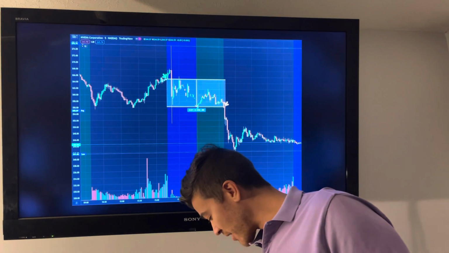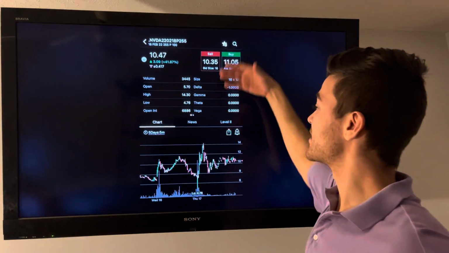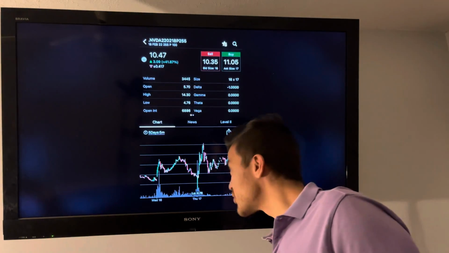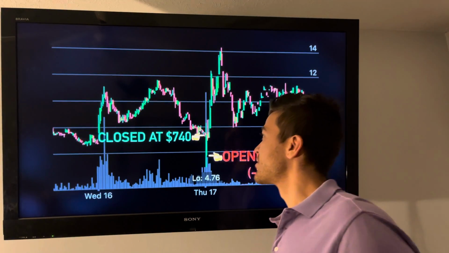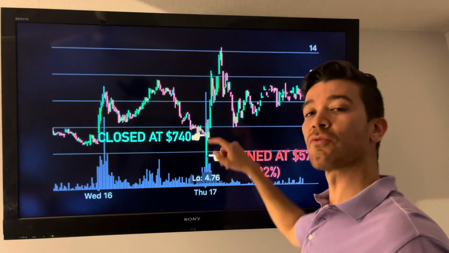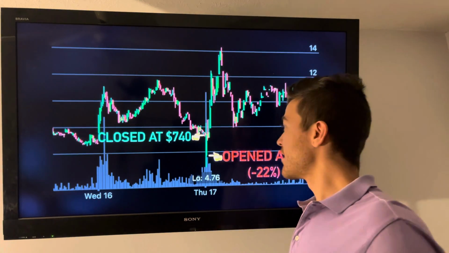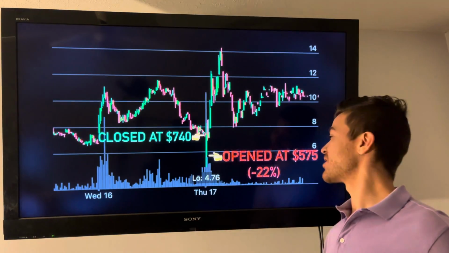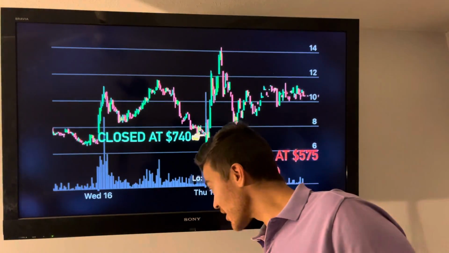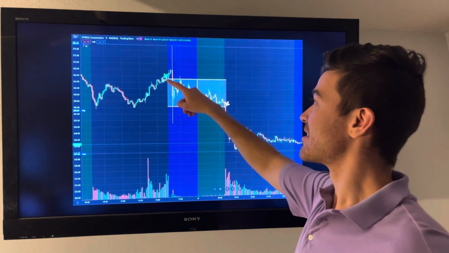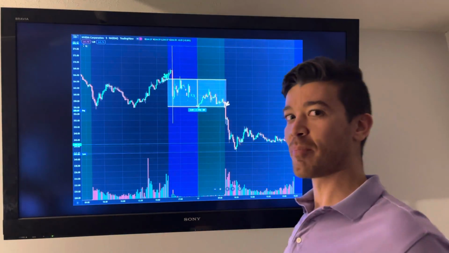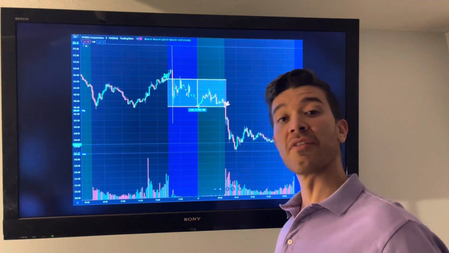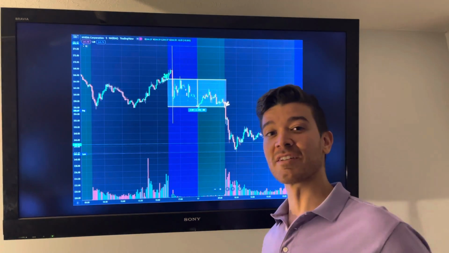But let's just see how they moved. So this is the option of the 255 puts, 255 right here. Let's zoom in a little bit. So they closed yesterday at $740 per contract. They opened right here at $575 per contract. That's a 22% drop. However, let's see what happened in the stock price. The stock price dropped. So the puts should gain value, right? Logically, right? But no, they didn't because of implied volatility crush.